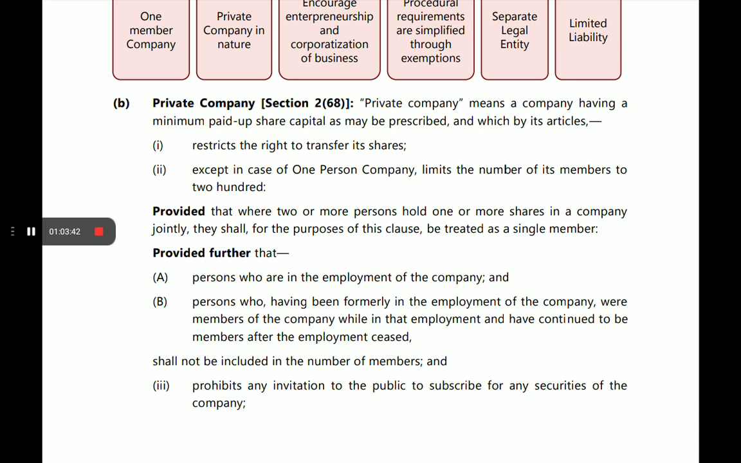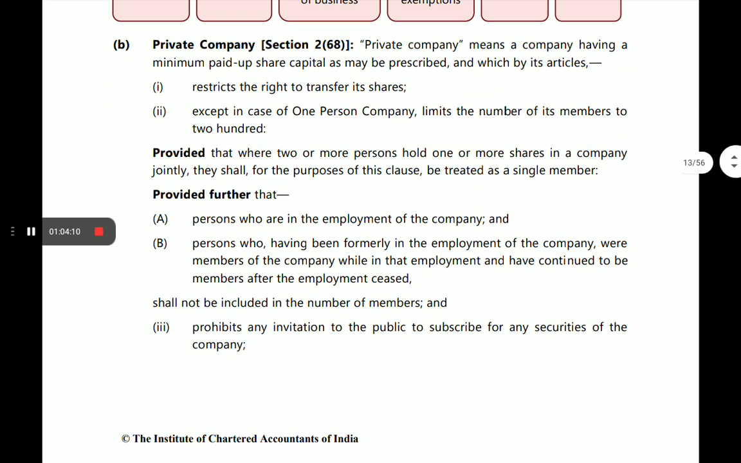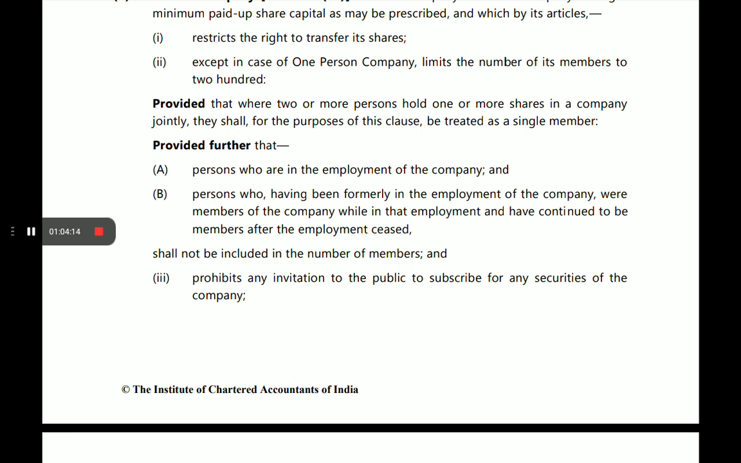having been formerly in the employment of the company, were members of the company while in that employment and have continued to be members after the employment ceased, shall not be included in the number of members, and prohibits any invitation to the public to subscribe for any securities of the company.